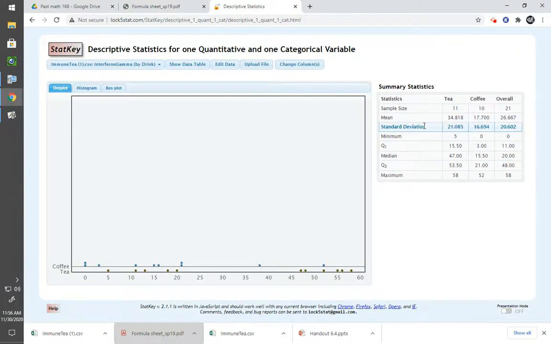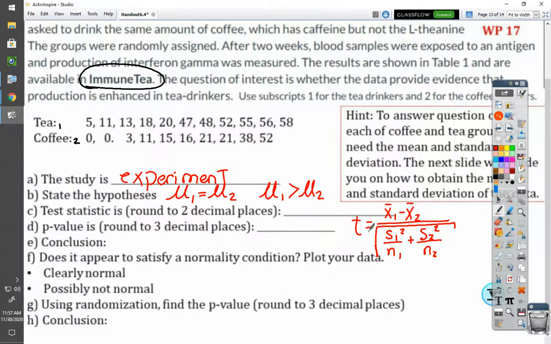The mean for the tea drinkers is 34.818. The mean for the coffee drinkers is 17.700. The standard deviation is listed below the tea, and the standard deviation is below the coffee. You'll use this data in order to populate this formula.